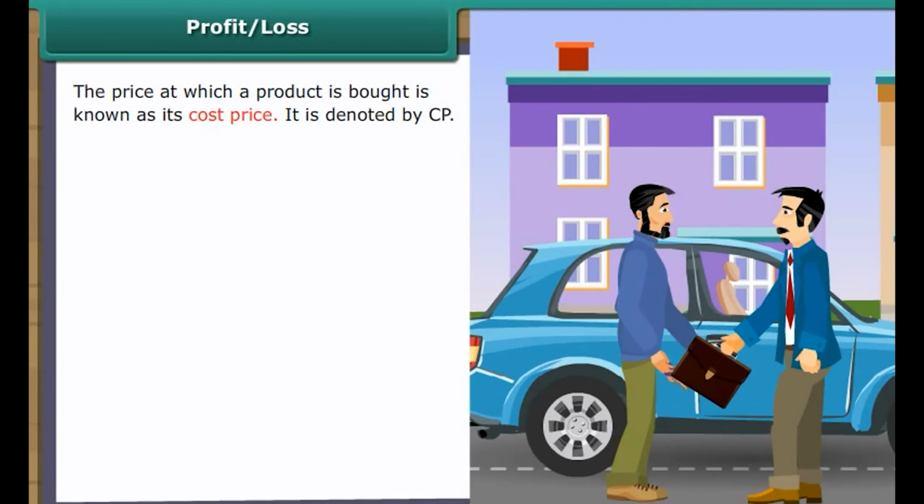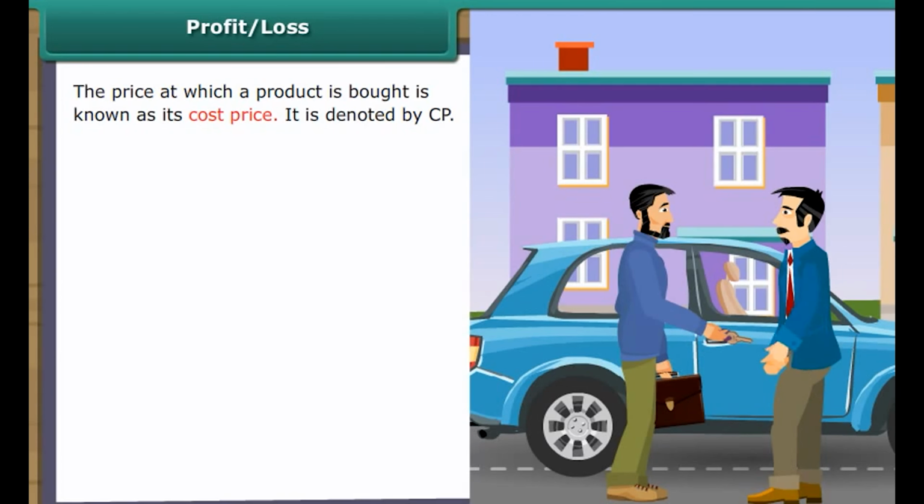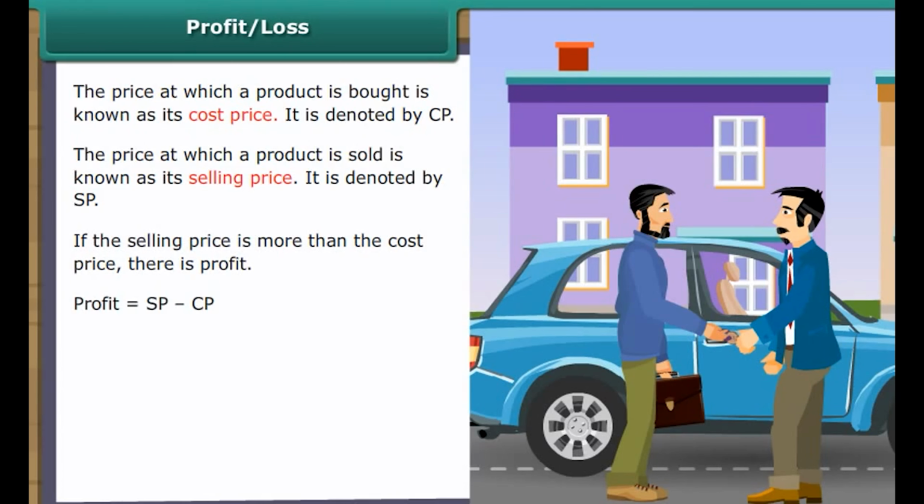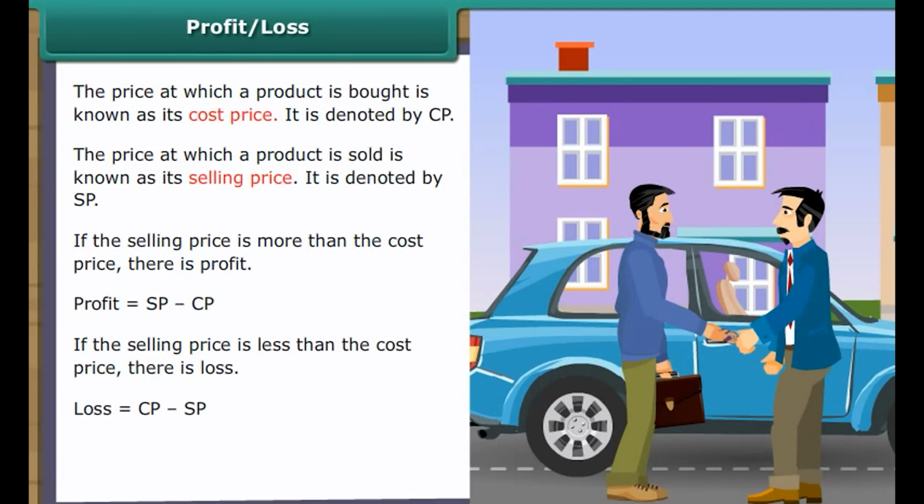Profit, loss. The price at which a product is bought is known as its cost price. It is denoted by CP. The price at which a product is sold is known as its selling price. It is denoted by SP. If the selling price is more than the cost price, there is profit. Profit is equal to SP minus CP. If the selling price is less than the cost price, there is loss. Loss is equal to CP minus SP. Profit or loss percent is equal to profit or loss upon CP into 100.